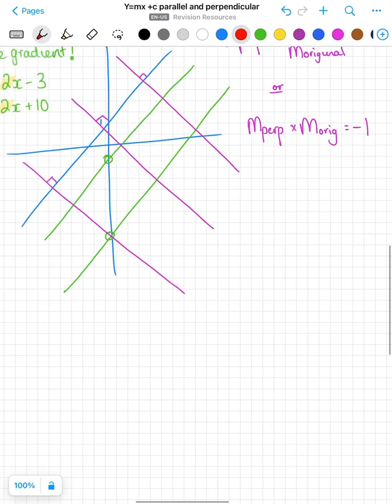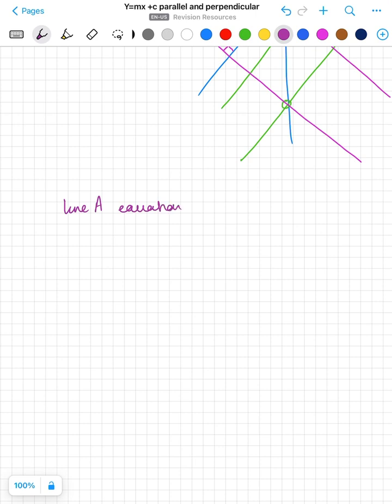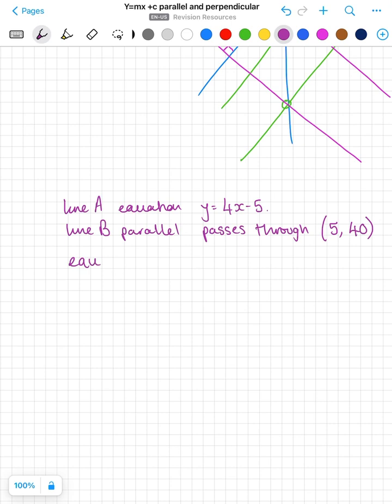Now let's look at some questions. Line A has the equation y equals 4x minus 5. Line B is parallel and passes through the coordinates 5 and 40. What's the equation of line B?